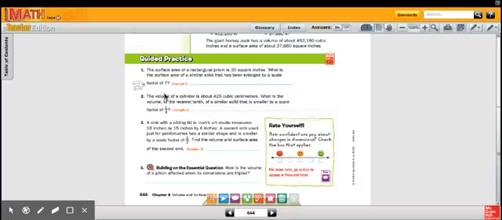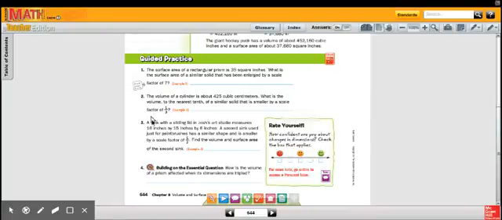Same thing here. Volume now. That means we have to cube this. 1/3, 1/3, 1/3, 1/27th. So 425 divided by 27. That's 15.74. Okay, I hope you're getting the point of this.